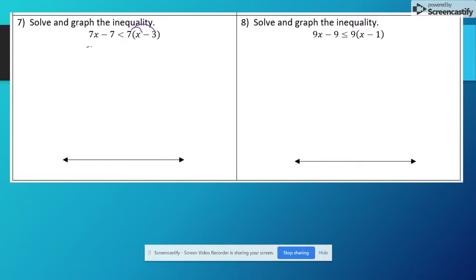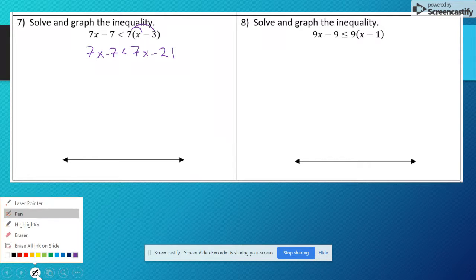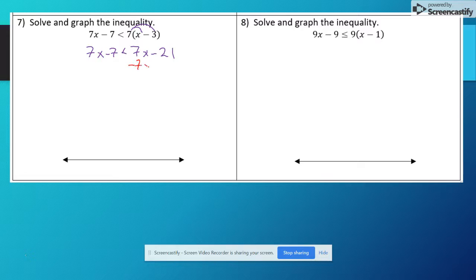I'm going to distribute that 7 and bring down 7x minus 7 is less than 7x minus 21. I'm going to get the variables on the same side by subtracting 7x. But I end up with the variables canceling out. No variables. So we have to determine, is this true or false? Well, negative 7 is not less than negative 21. So this is false. So that is, just as before, no solution.